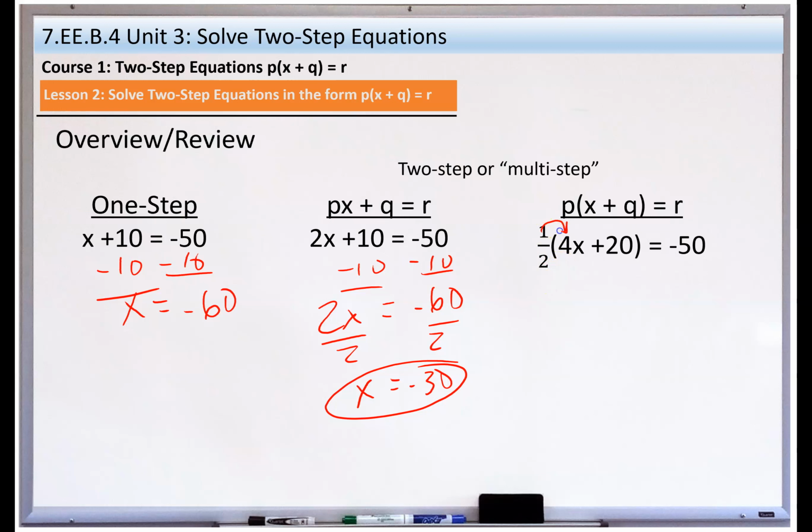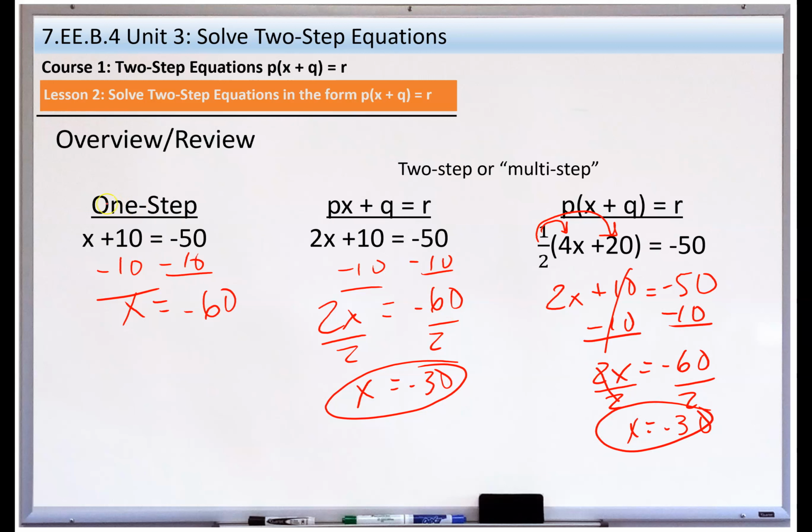So you multiply 1/2 times 4x, we get 2x. Multiply 1/2 times 20, and we get 10. And now we're back to what we customarily call a two-step equation. Again, we subtract 10 from both sides. 2x equals negative 60. Divide both sides by 2. X equals negative 30. So that's all we're really doing. We're progressing from one step to two. You can call these multi-step, depends on what textbook you look at.